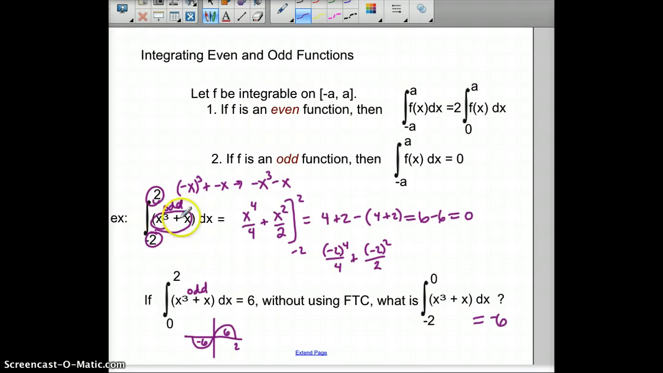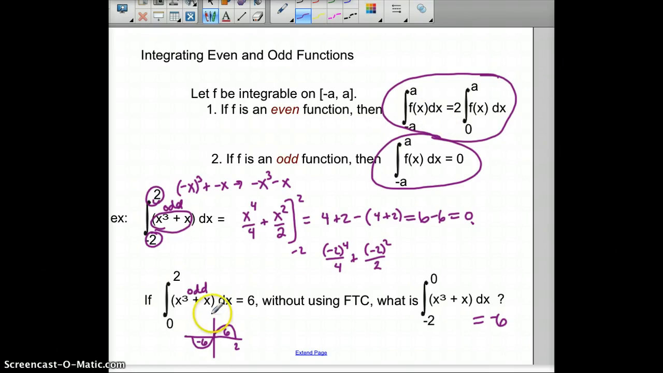So obviously in this example we were able to use the fundamental theorem of calculus and get the answer. But on the AP test, they will try to get at this idea without giving you an actual function. So make sure that you know these ideas of the integration of an even or an odd function. Don't rely on the fact that you can integrate. All right? Be sure you know the concepts.